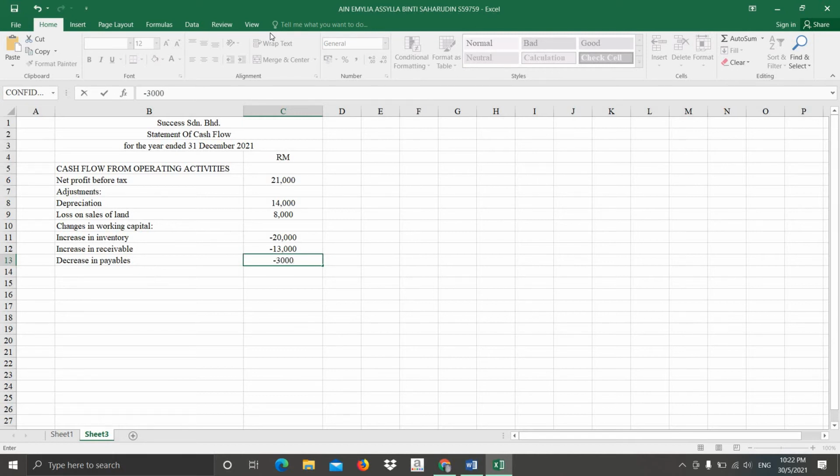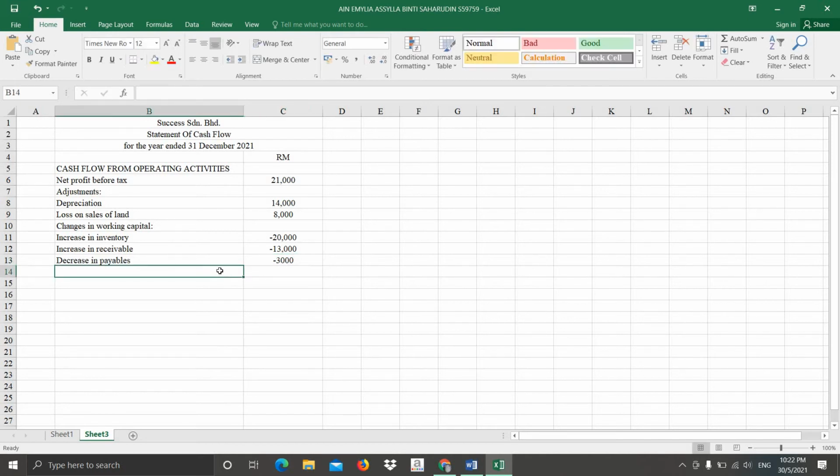Okay, for current asset, we need to add the decreasing amount and deduct the increasing amount. But for payables, we need to deduct the decreasing amount and add the increasing amount. So next we get net cash flow from operating activities.